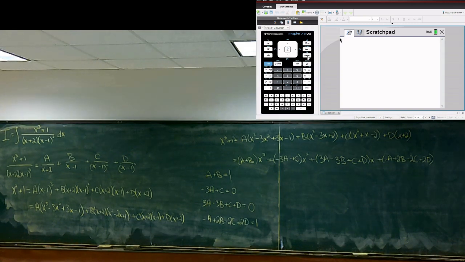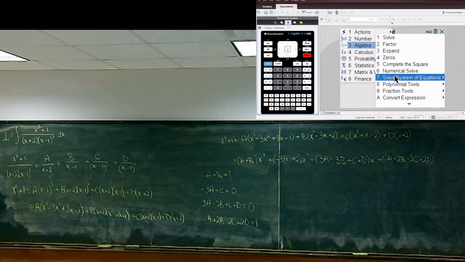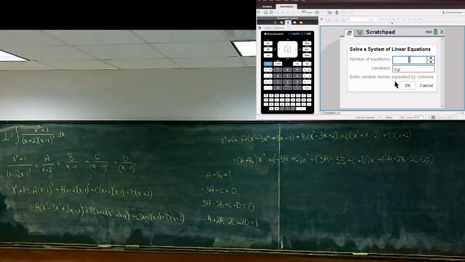On the TI Inspire, you're going to go to the menu, algebra, solve systems of equations, solve system of linear equations. You tell it how many variables. So we have 4. What are the variables? A, B, C, and D. Now, the calculator doesn't distinguish between lowercase and uppercase letters. So if I were to type that as all capitals, it would still interpret them as lowercase, which is a shame.